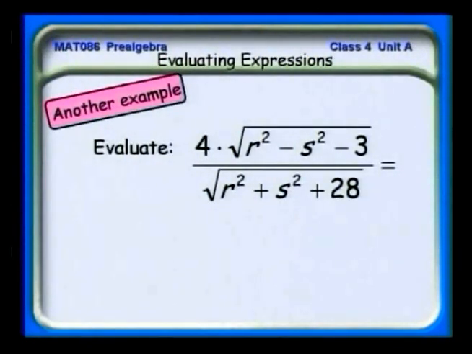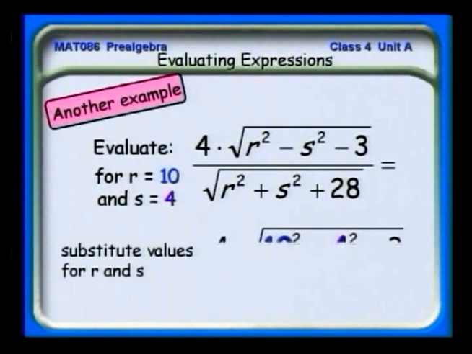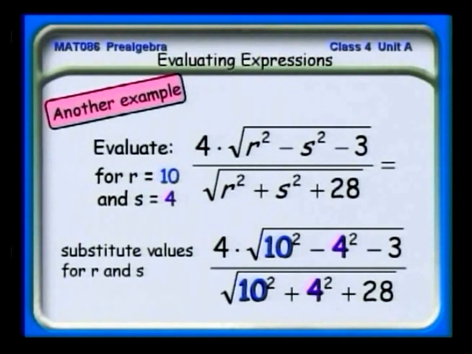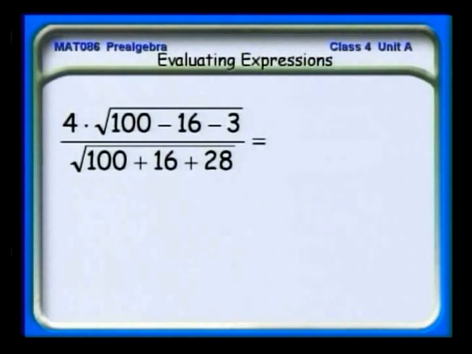Now, this looks very, very complicated, but we're going to try to evaluate this for r equal to 10 and s equal to 4. Just as we did before, I'm going to substitute those values, 10 for r and 4 for s. So I have 4 times the square root of 10 squared minus 4 squared, minus 3 over 10 squared plus 4 squared plus 28. I can do the math. First, I've done the squares.